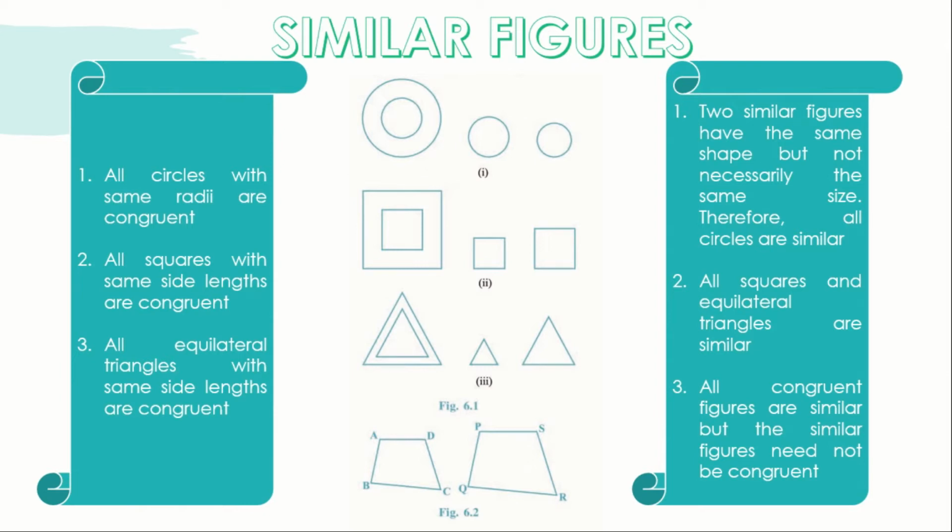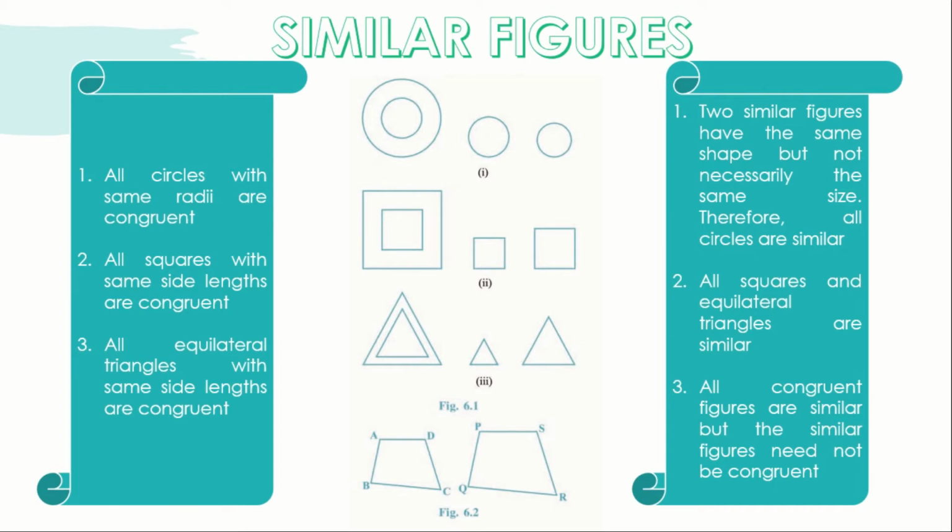So let us know some examples of congruent figures. Here, first 3 examples. All circles with the same radii are congruent. You can see here, these are 2 circles. If they have the same radii, then they are called congruent. All squares with the same side length are congruent. If the squares have the same side length, then they are called congruent. All equilateral triangles with the same side lengths are congruent. If two equilateral triangles have the same side length, then they are called congruent.